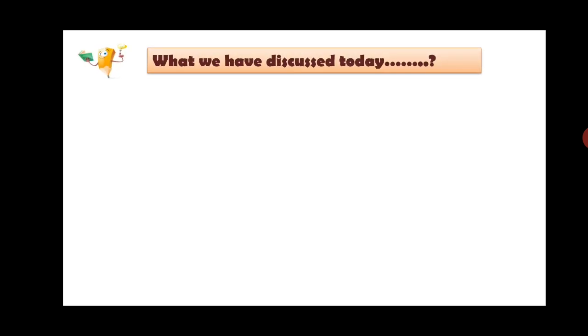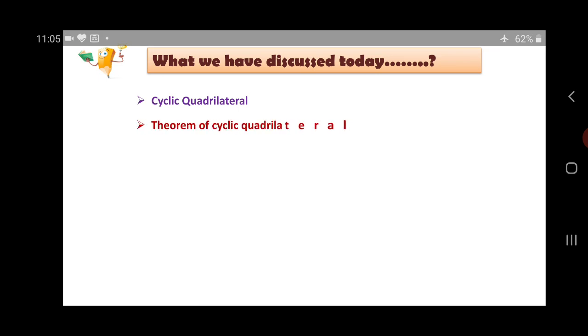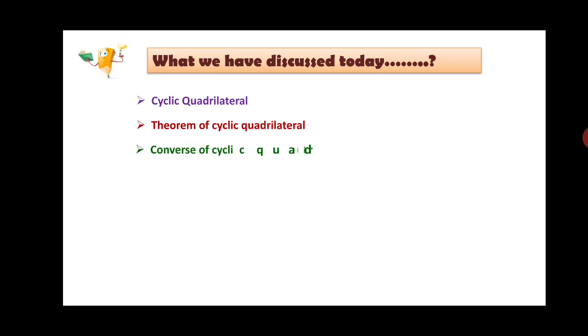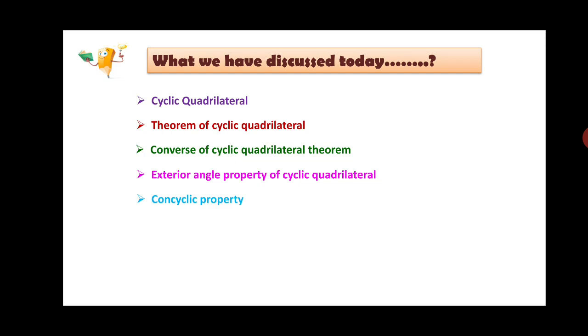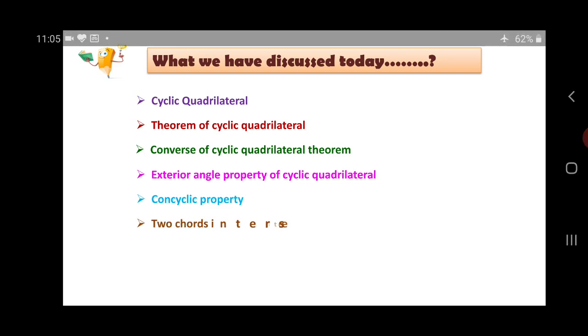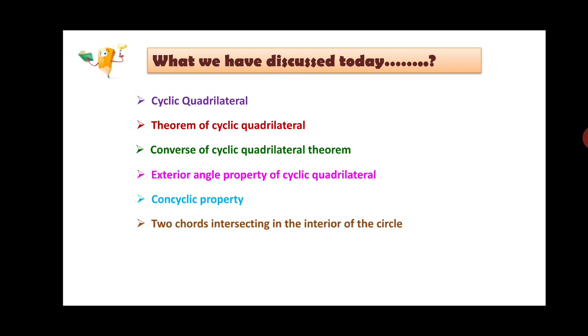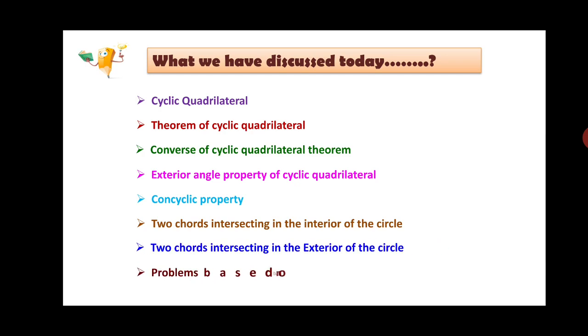Friends, till now we discussed different problems. Actually, what we have discussed in today's session: cyclic quadrilateral meaning, then the theorem of the cyclic quadrilateral, converse of the cyclic quadrilateral theorem, then exterior angle property of the cyclic quadrilateral, then we discussed the concyclic properties, two chords intersecting in the interior of the circle, then two chords intersecting in the exterior of the circle, and a few problems based on the above content.